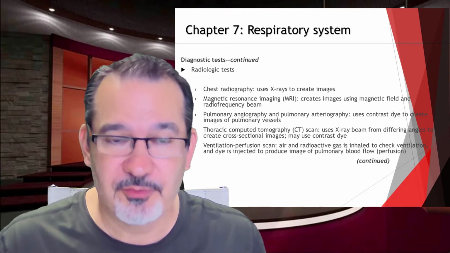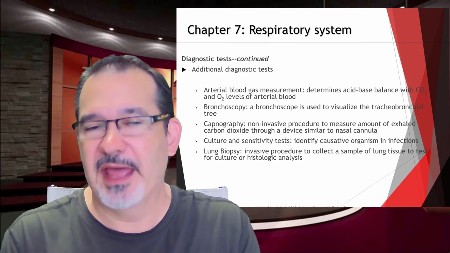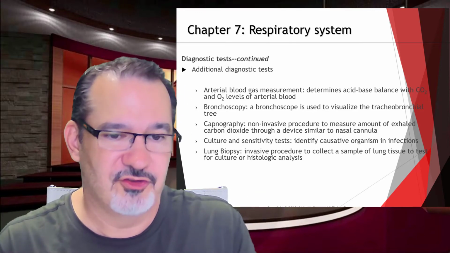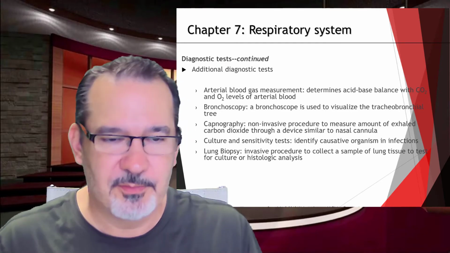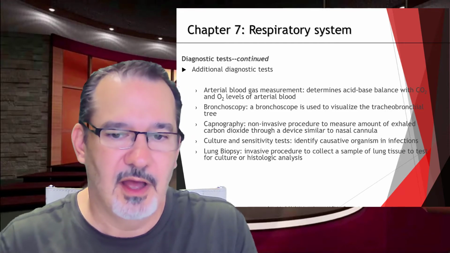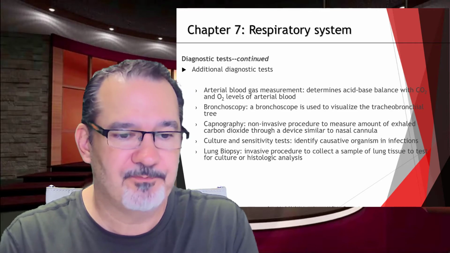Arterial blood gas measurements, which is where we actually draw blood to check the acid balance with carbon dioxide and oxygen levels in the arterial blood. Okay. Bronchoscopies, a bronchoscope is used to look at the tracheobronchial tree.